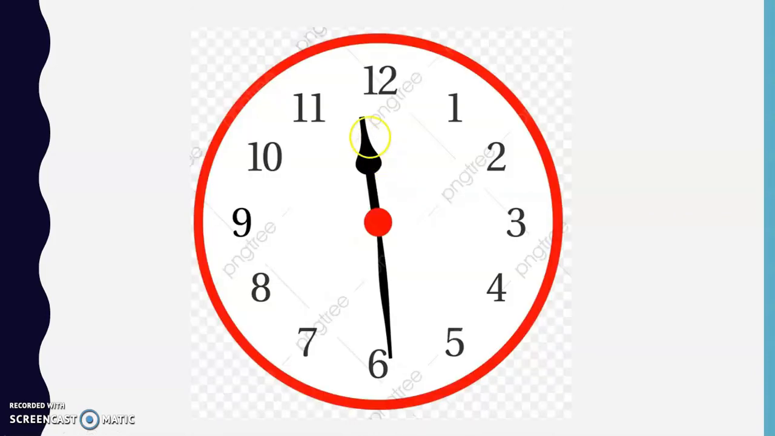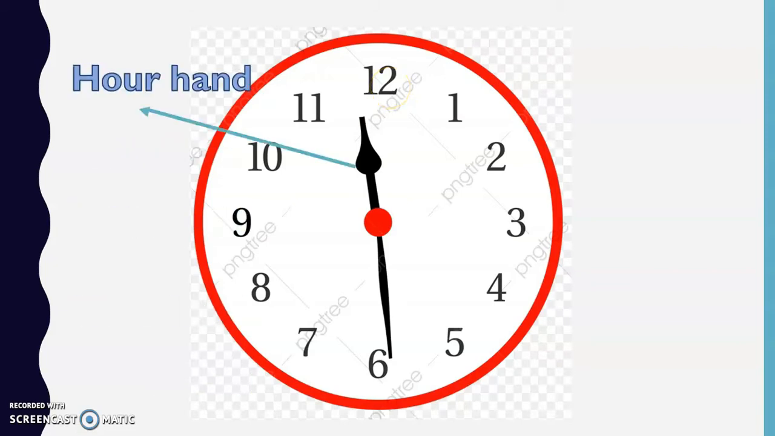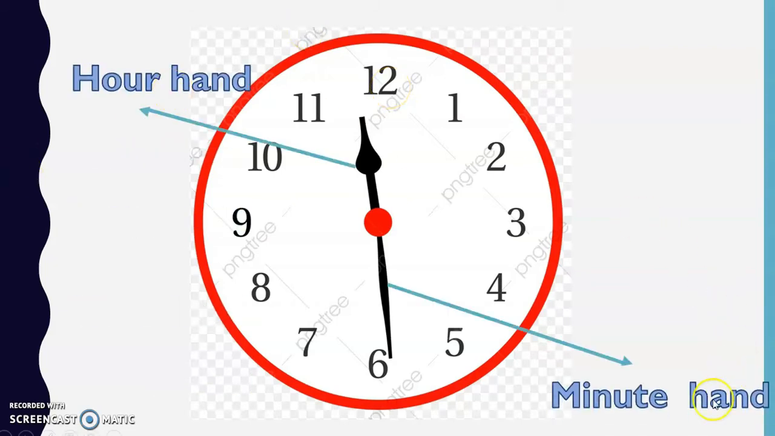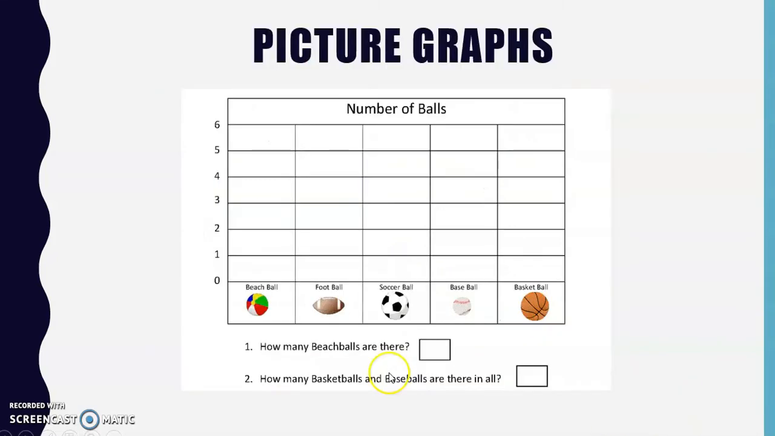We also said that the clock has 2 hands, the hour hand and the minute hand. The hour hand tells us the hour and it's a shorter arrow, and the minute hand tells us the minutes and it's a longer arrow.